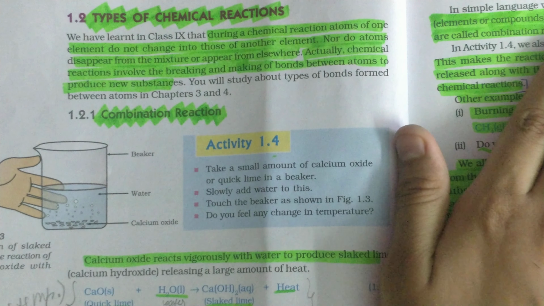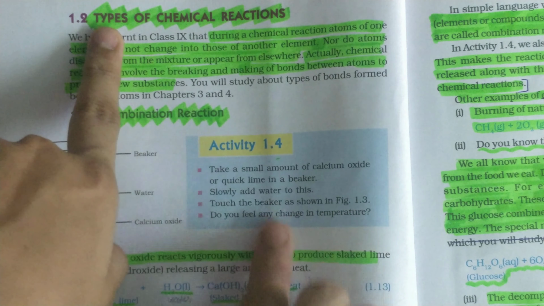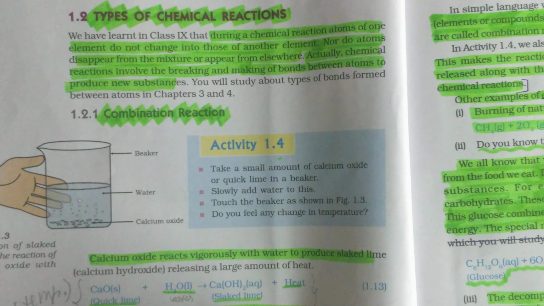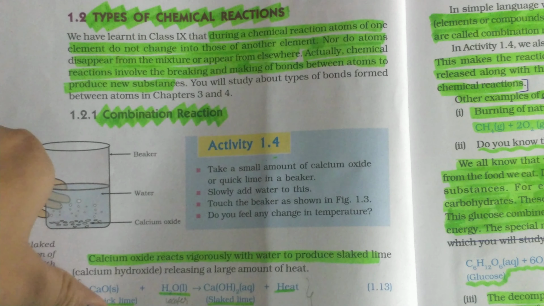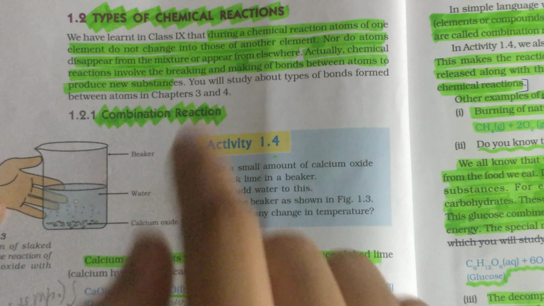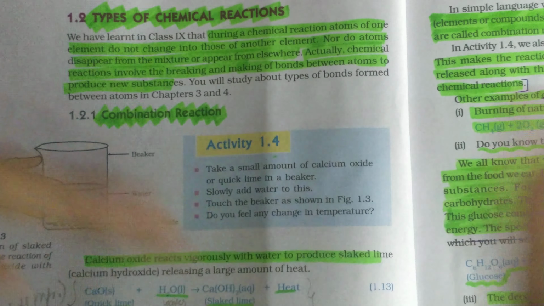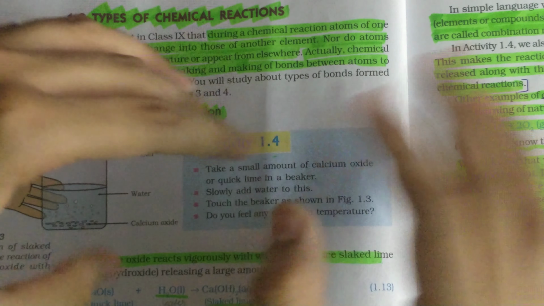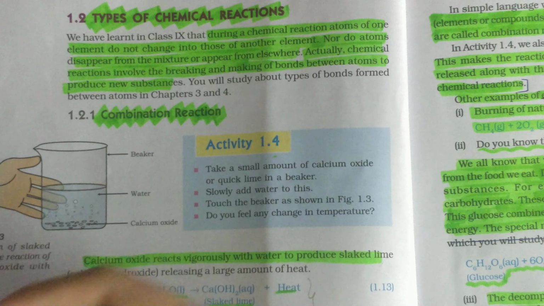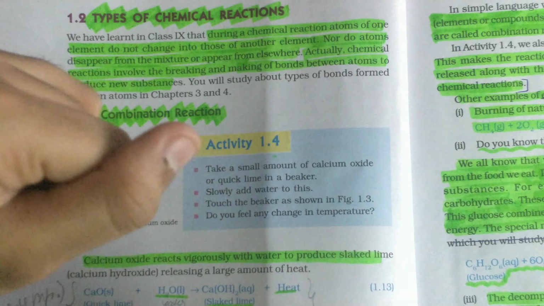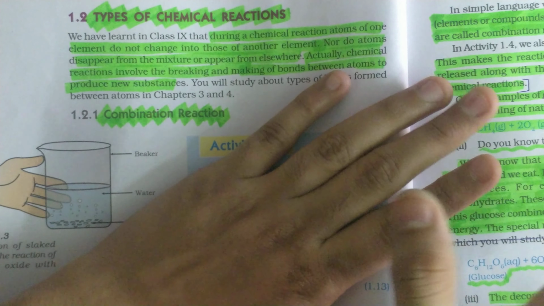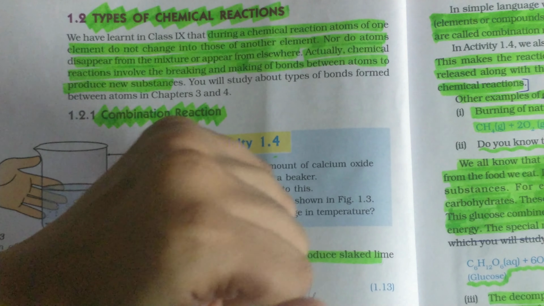We're going to be seeing about the introduction of types of chemical reactions, and we'll also be seeing about the combination reaction, and in the other videos we'll be seeing about all the redox reactions, displacement reaction, decomposition reaction, double displacement reaction. All of this seems to be confusing, but it's the easiest ever if you understand.